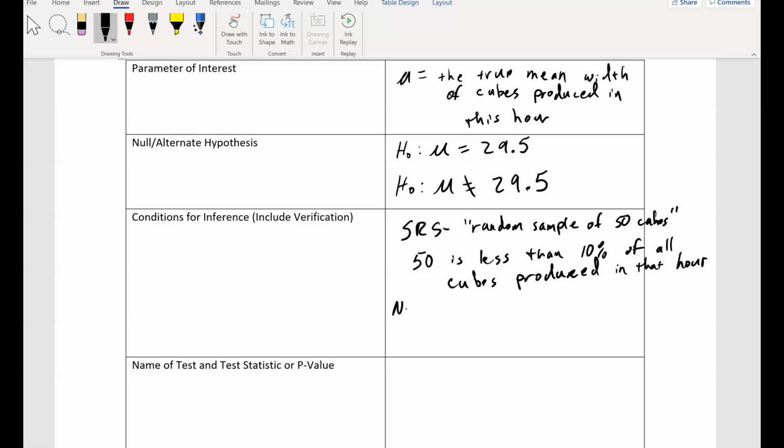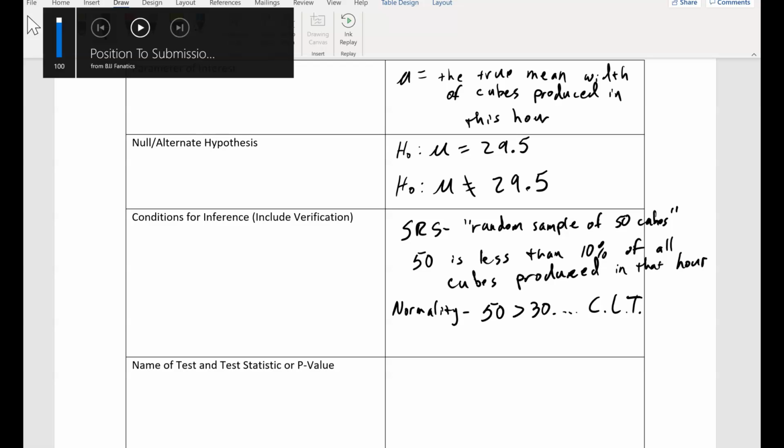And then finally, for normality, this makes our life a little bit easier. 50 is greater than 30, so we can cite the central limit theorem. We're good to go. I don't need to make a box plot, in other words, and I really can't because I don't have the data.